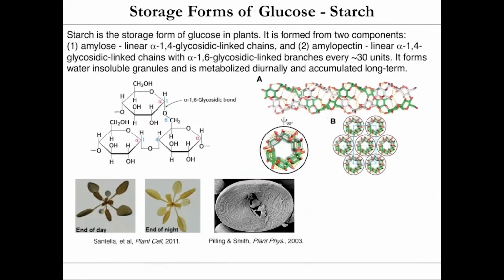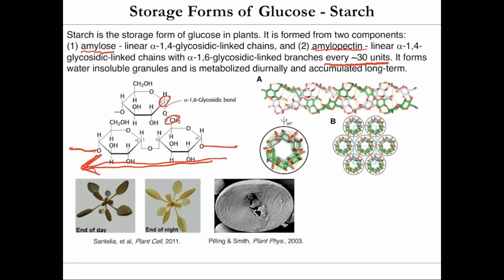So starch is similar to glycogen, but it's the storage form of glucose in plants. So it's actually formed of 2 components. The minor component is amylose, which is just these alpha 1,4 linked chains, so that would continue. And then the second one is amylopectin, and that is just like glycogen. It has these alpha 1,4 chains with these alpha 1,6 branches. However, these branches are less frequent. So the branches in amylopectin and in starch are about every 30 units.